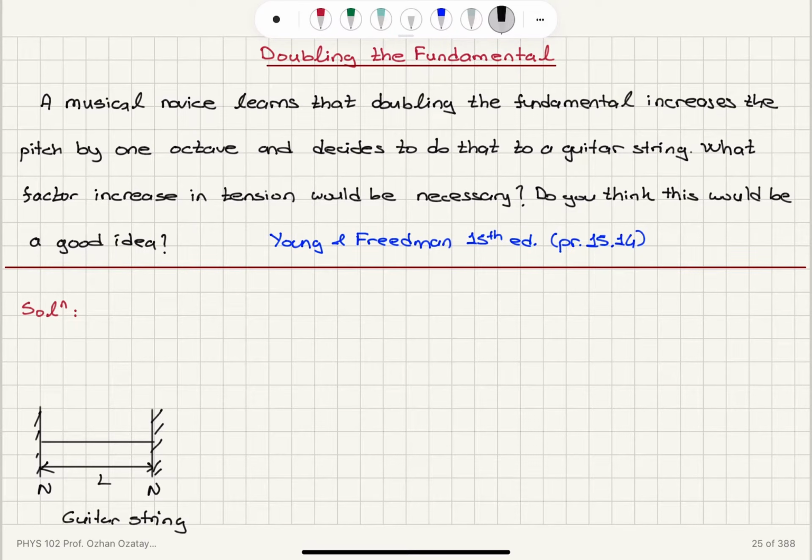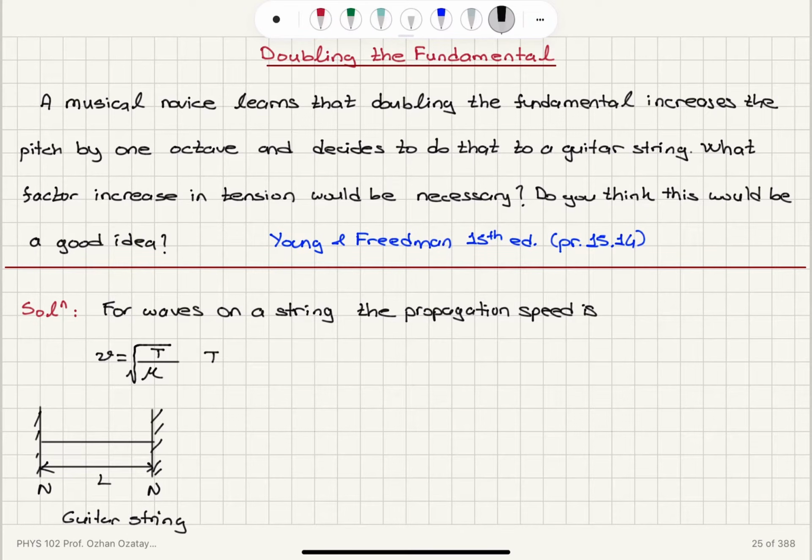Now, we're talking about waves on a string. So for mechanical waves on a string, the propagation speed of these waves is basically related to the tension on the string and the mass per unit length: square root of T over mu, where T is tension and mu is the mass per unit length of the string.